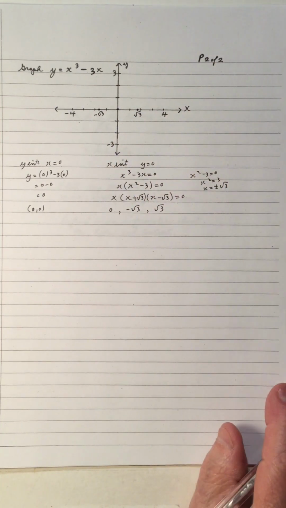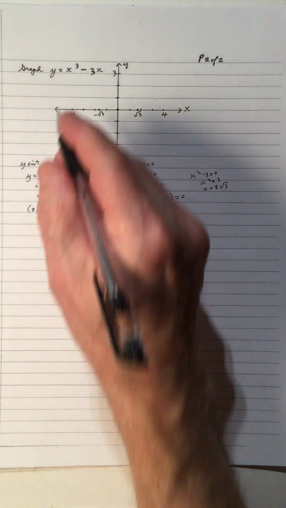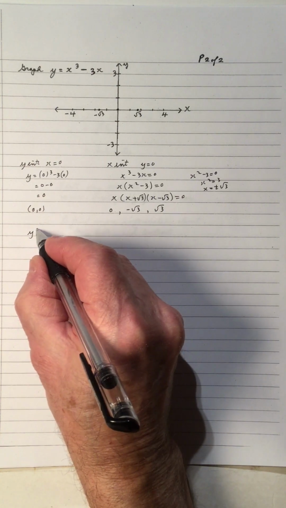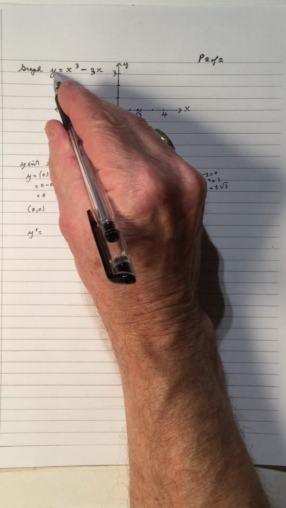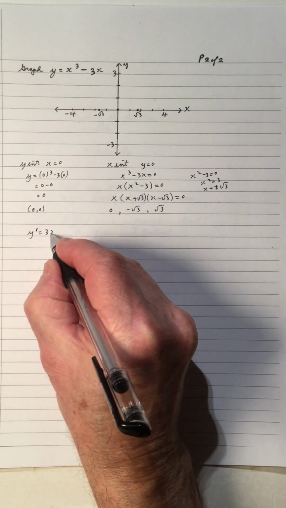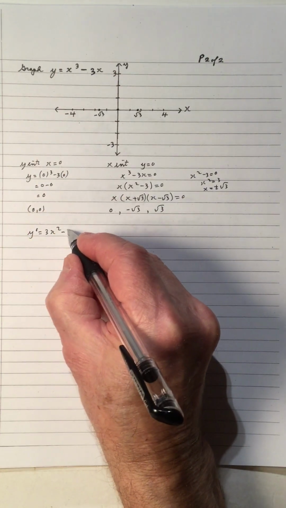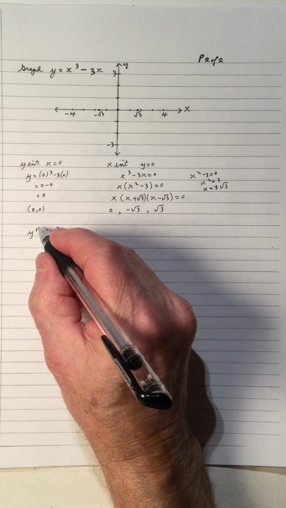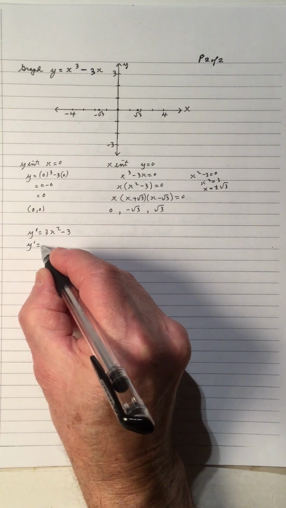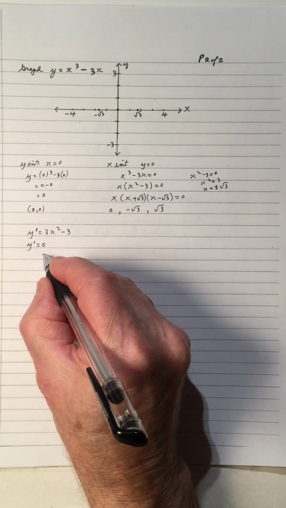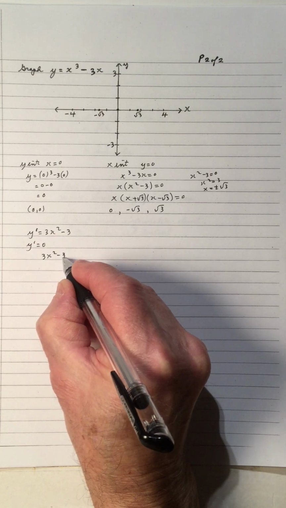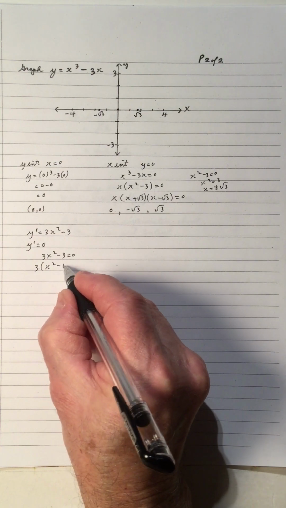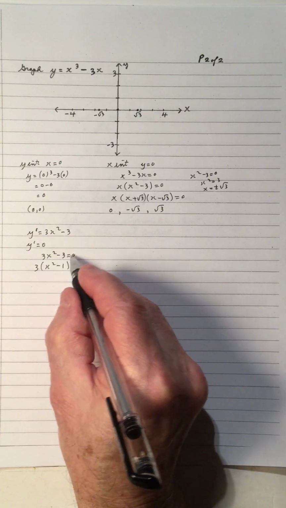But let's do our calculus and do the derivative. So let's do y prime, which is our derivative, the slope of the tangents. The derivative here is 3x squared minus 3. We want to find where the bending occurs, where the slope of the tangents is 0. So we let y prime equal 0. That means we have 3x squared minus 3 equals 0. 3 is a common factor, so we take it out: 3 outside of x squared minus 1 equals 0.